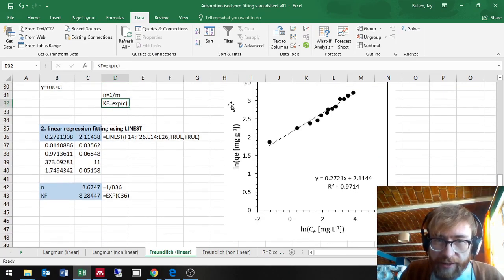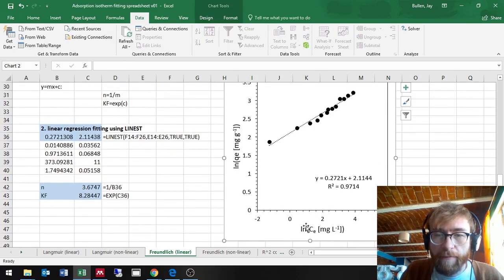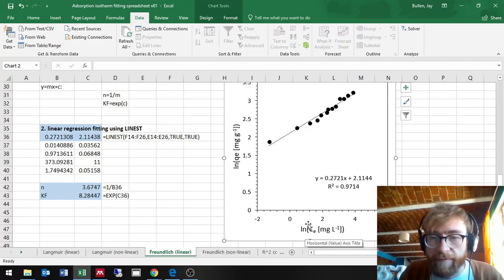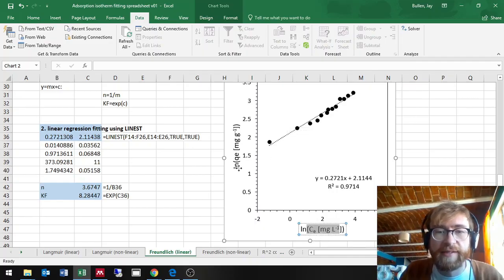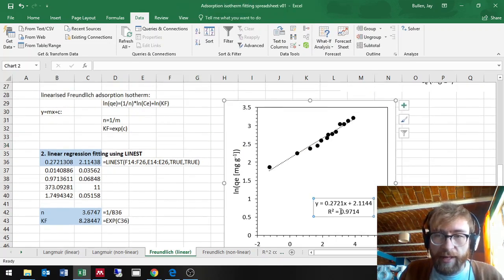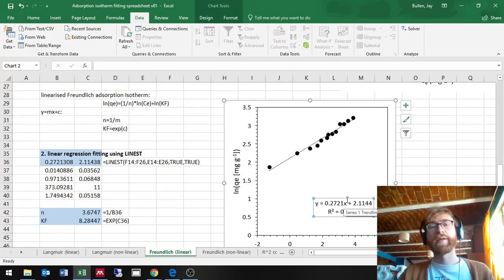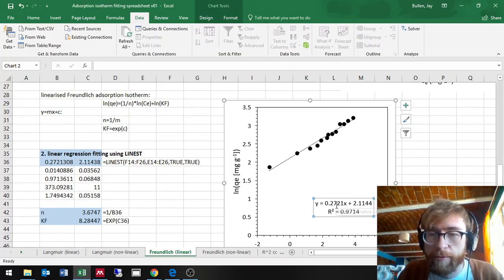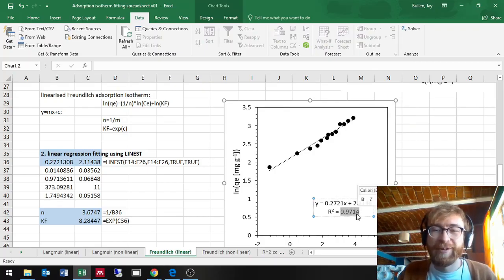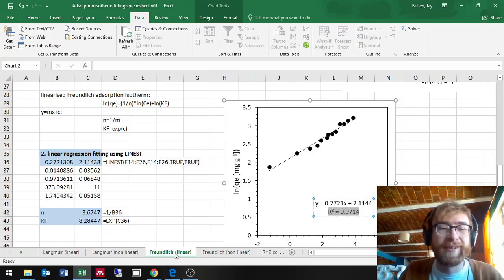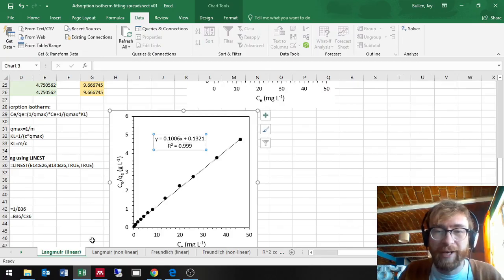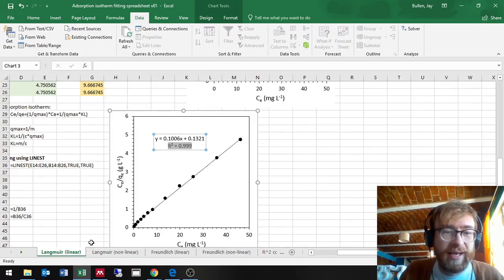So you can see that we've plotted the data here now with different x and y axes versus the Langmuir adsorption isotherm. So we have the natural log of CE on the x-axis and the natural log of QE on the y-axis. Again, we can fit it with the linear regression, and we get y equals mx plus c and an r-squared value. One important thing that a lot of people do wrong is they compare the r-squared values in the linearised Freundlich adsorption isotherm with the r-squared values in the linearised Langmuir adsorption isotherm.